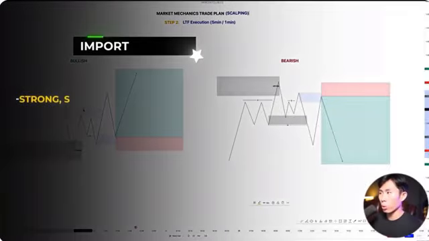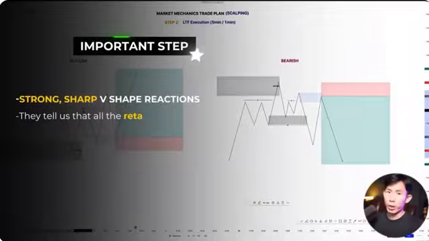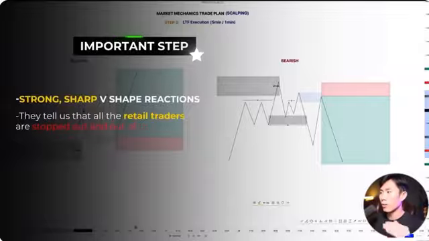So that's the first thing we want to look out for, that sharp V-shaped reaction, which tells us that all the retail traders have been stopped out, they are gone from the market, and that is where the strong move, the real move, is potentially going to happen very soon.